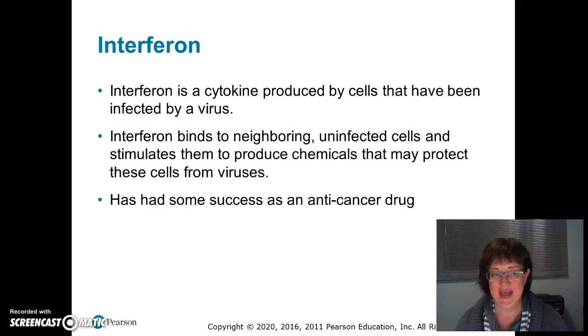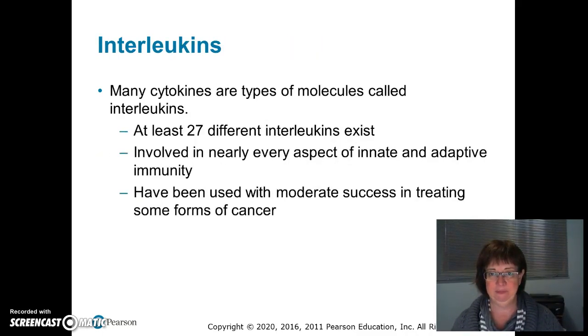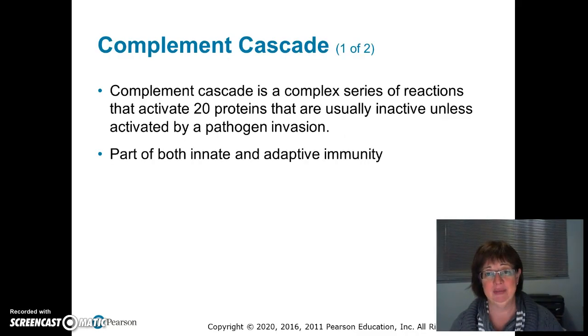Okay, there are chemicals to look at to help you in your first line of defense. One is interferon. Interferon interferes with viruses reproducing. Then there's interleukin, and there are many different types of interleukins. I just want you to realize it is a chemical between white blood cells.